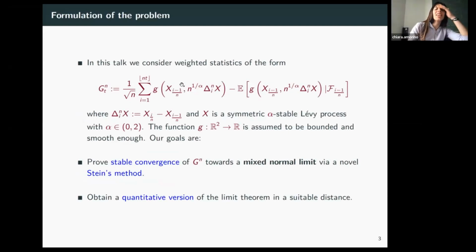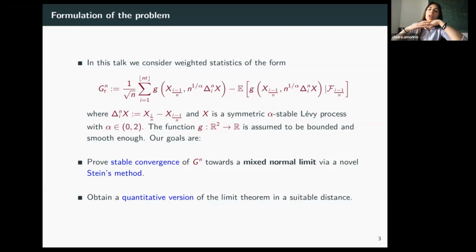Okay, today in this talk, I'm going to present an easier case where G, our weighted statistics, are just statistics coming from asymmetric alpha stable Levy processes. But actually, in the real work, if you give a look to the paper, we consider a very general stable process, and instead of having G a function in two arguments that only depends on some increment of X, in the paper we consider several increments.